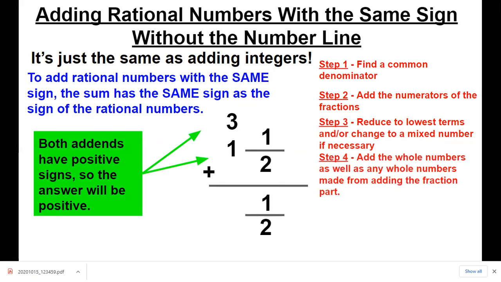Where's my 4? I'm missing my 4. Let's put it in there. Put it in the right color here too. So 3 plus 1 is 4.